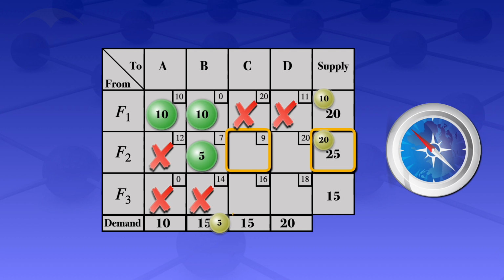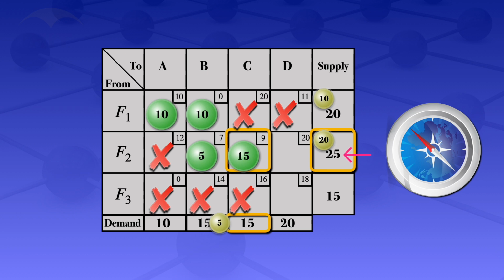And the demand constraint is a 15. So we look at the minimum of this 20 and this 15. The minimum of 20 and 15 is the 15, so we allocate 15 units there. And when we allocate the 15 units, that means we have met the demand constraint of this 15. So we can no longer allocate anymore in this column. So I'll cross out to indicate we can no longer allocate anymore in this column.